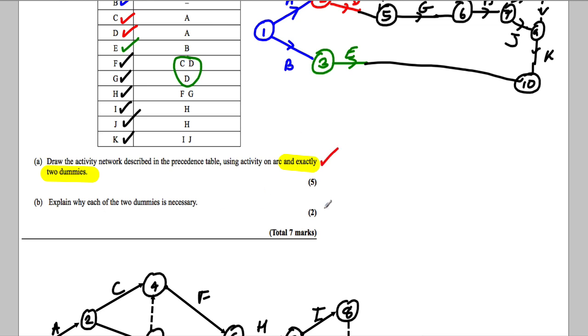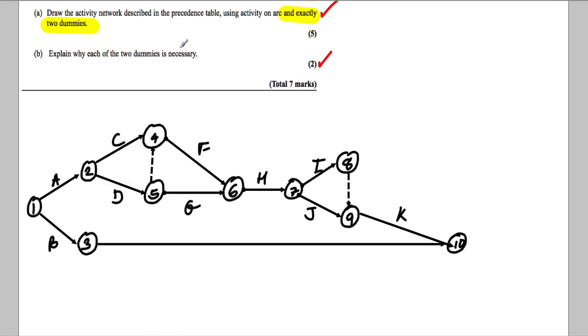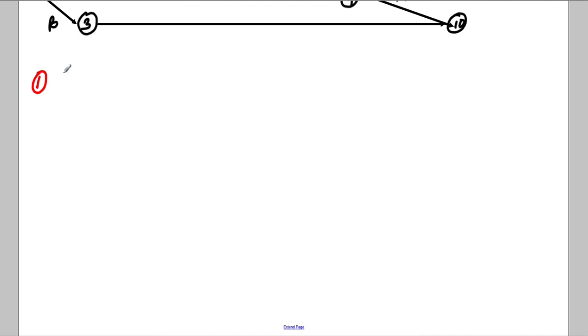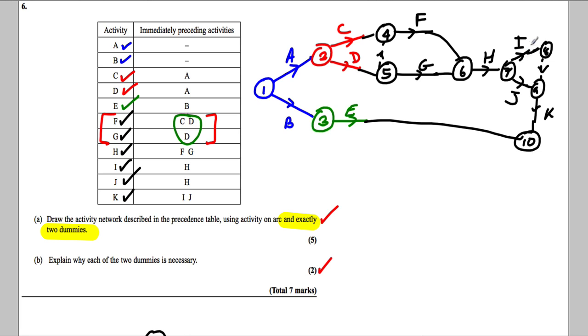And lastly, it says explain why each of the 2 dummies is necessary. Well, this is a perfect question. It comes up a lot. We've just got to learn these. The first dummy comes from this, and all you've got to state is what's going on here. F depends on C and D, whereas G only depends on D. That's all you've got to say for the first reason. So we're going to say that F depends on C and D, whereas G only depends on D.